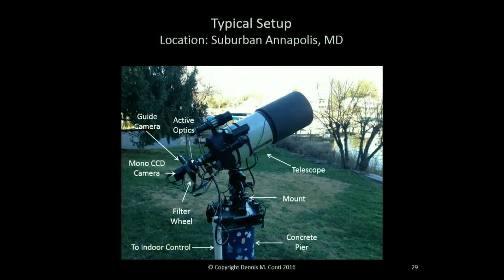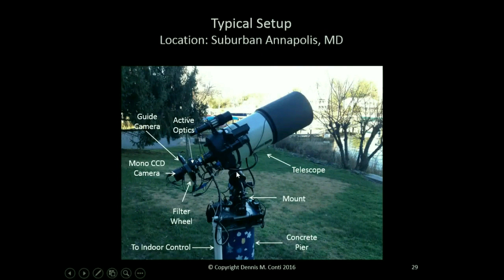This is a backyard telescope in suburban Annapolis, Maryland. And what we see are the various components of what a typical amateur astronomer setup would be. This equipment is very similar to amateur astronomer equipment having to do with deep sky imaging or planetary imaging. We see, of course, the telescope itself, a mount that the telescope is mounted on.